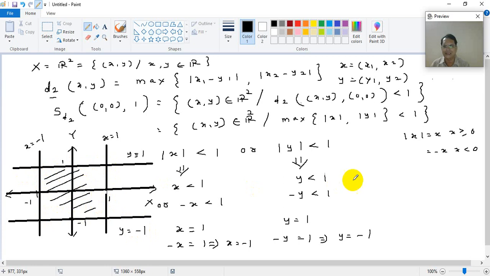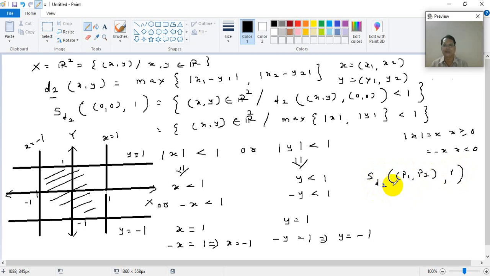So I have analyzed it. Now the exercise for you is: draw S D2, P1, P2 and radius R. How will this open sphere look geometrically? Try to do that. So this is the open sphere.